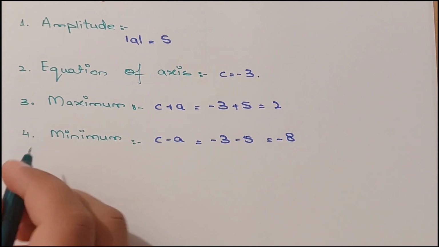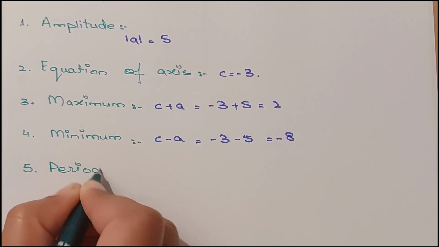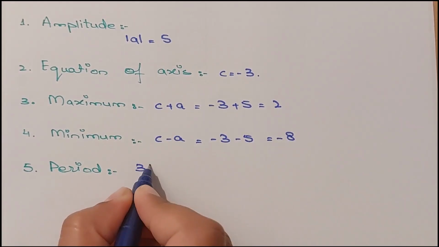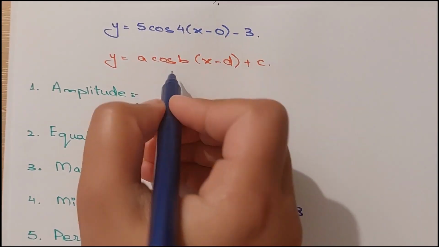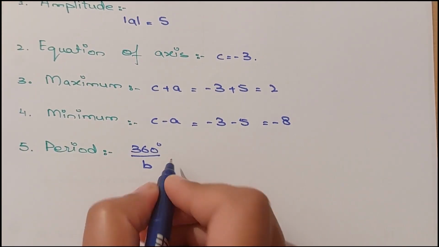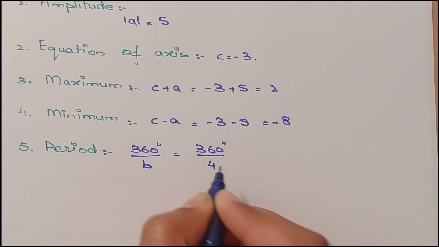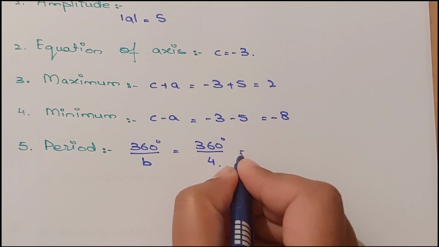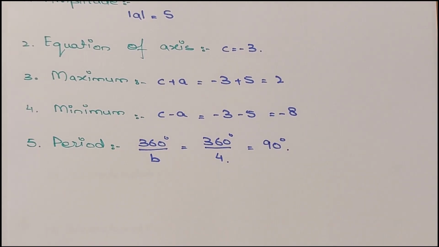Okay, the next thing is we have to find the period of the curve. So this is a cosine curve. The period of cosine is 360 degrees divided by the b value. In this case, the b value is equal to 4. So we can get the period by doing 360 divided by 4, which is 90 degrees. So 90 degrees is the period, or we can say the one complete cycle, right?